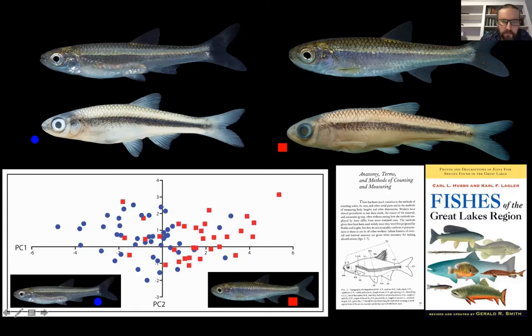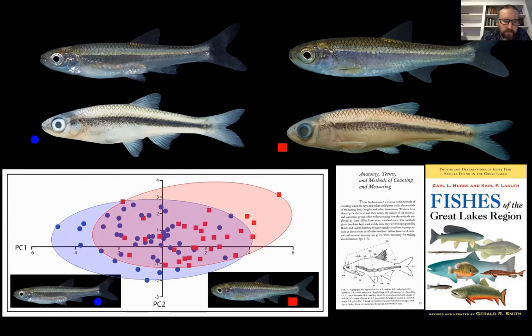We collected counts and measurements on specimens of Notropis amabilis belonging to the two different lineages that I've denoted here in blue and red. And what we found was we couldn't really separate them out using these standard counts and measurements. You know, that's what we expected because these were, of course, considered to be the same species.